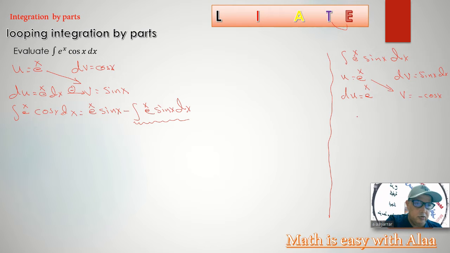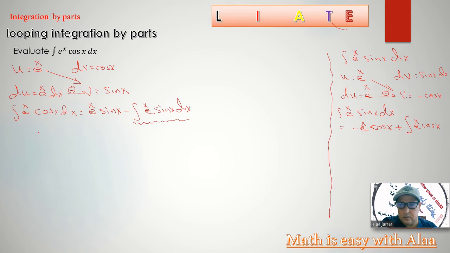Now we multiply u by v to get the integral of it will be minus e^x cosine x minus the integral of v times du. Minus with minus will be plus the integral of e^x cosine x.